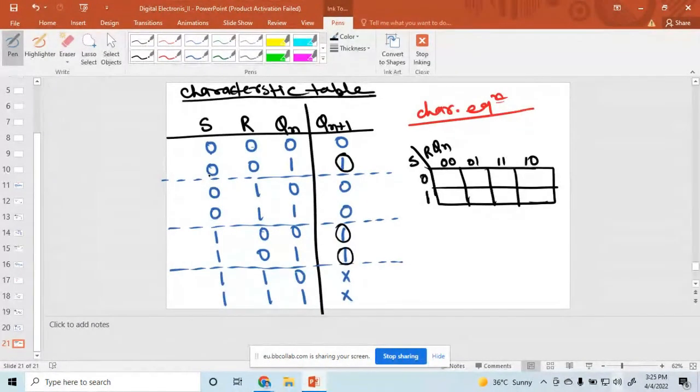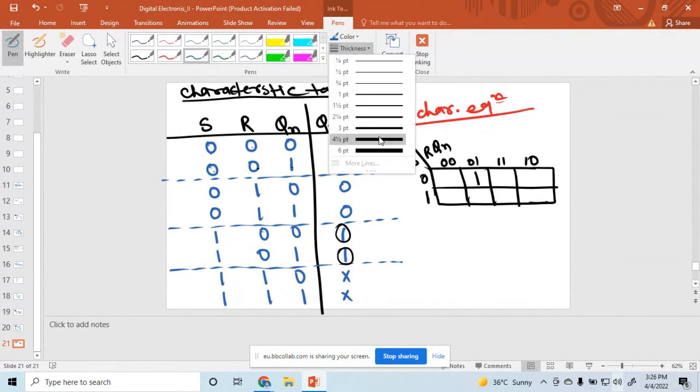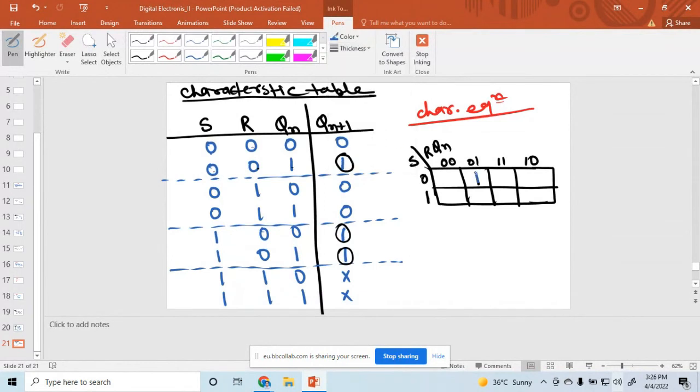So 1 is at the place of 0 0 1. Here is 1. Another one is 1 0 0, so here 1. Another one is 1 0 1, so here 1. And the 2 don't care are at the position of 6 and 7. So at the position of 6 and 7 don't care. Yes or no? Now start mapping.